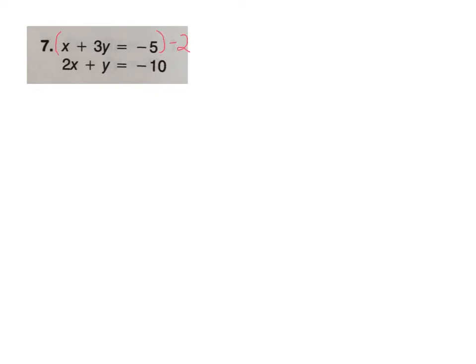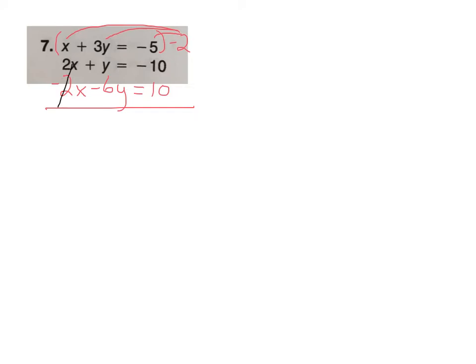Now when I do that, I get negative 2x minus 6y equals 10. Because I took negative 2 times x, and that gave me negative 2x. And I did negative 2 times 3y, and that gave me negative 6y. And negative 2 times negative 5 is positive 10. Okay? And now I'm going to add up what I've got.